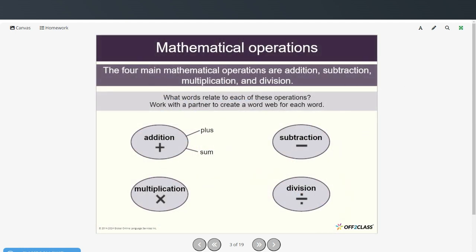So the four main mathematical operations are addition, subtraction, multiplication, and division. So which words relate to each of these operations? See if you can create a word web for each word. Addition is already done for you, so we have plus and sum. But go ahead and see if you can come up with words related to subtraction, multiplication, and division. You can pause the video, try that on your own, and then restart when you're ready to see the answers.